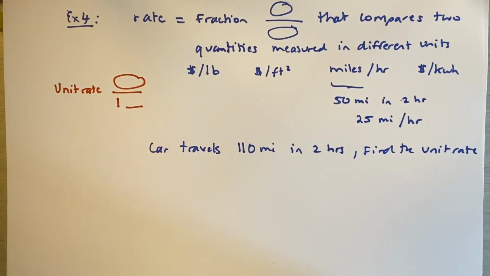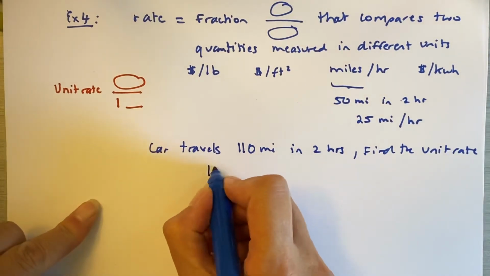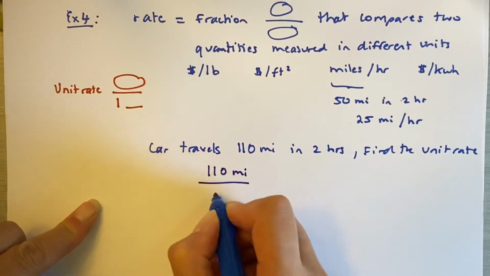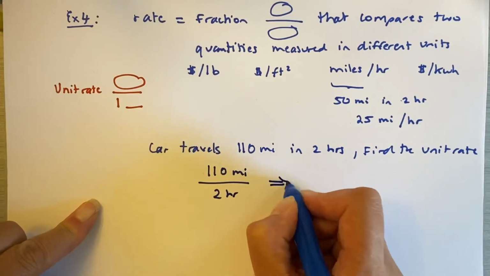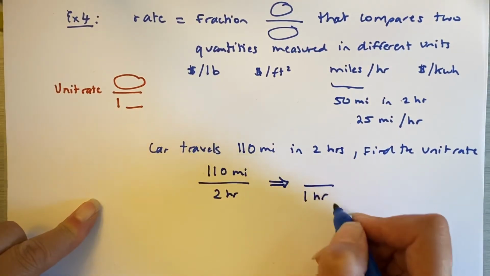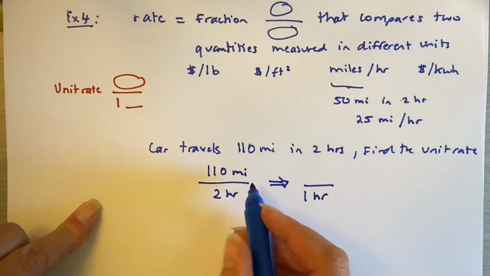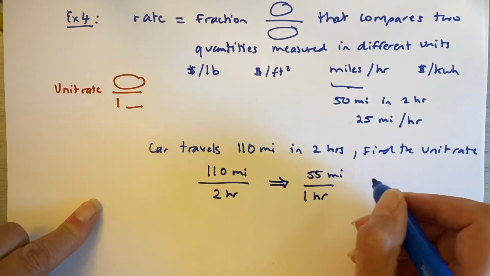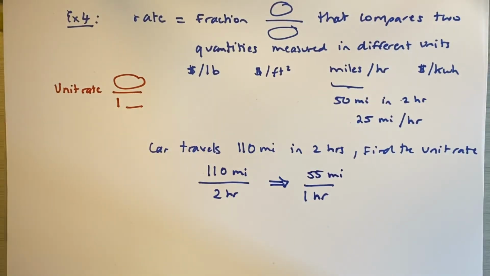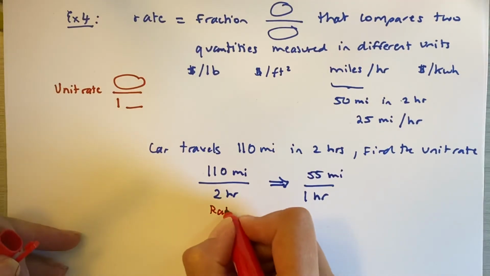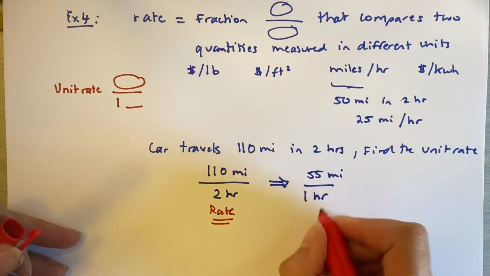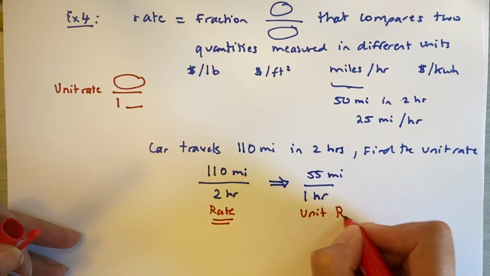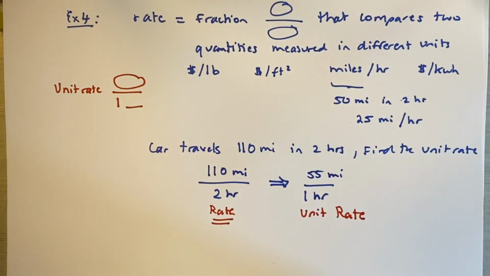So if a car travels 110 miles in 2 hours, how far does it travel in 1 hour? We know that if it travels 110 miles in 2 hours, it's going to go 55 miles in 1 hour. So this is a rate. But this, because it's per 1 hour, is a unit rate. And again, these are all different pieces that you're going to need as we do word problems.